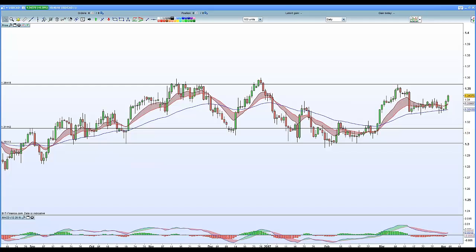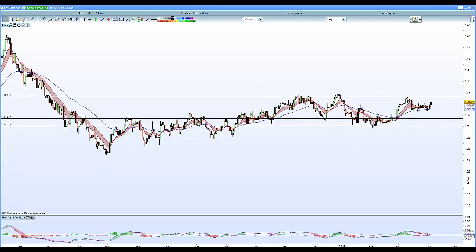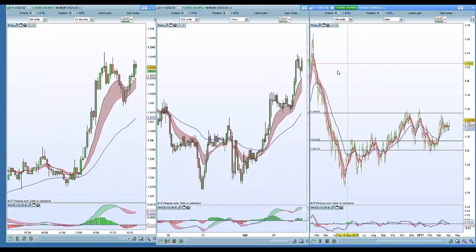Okay, so dollar CAD, if you look at the daily chart, is basically very range bound. There are very well defined support and resistance levels: support at 1300, and resistance around the 13550 level. So it's pretty much range bound, not uptrend, not downtrend, just sideways.